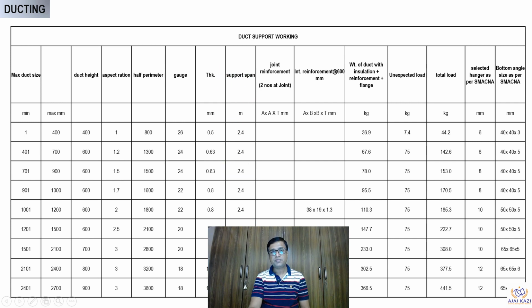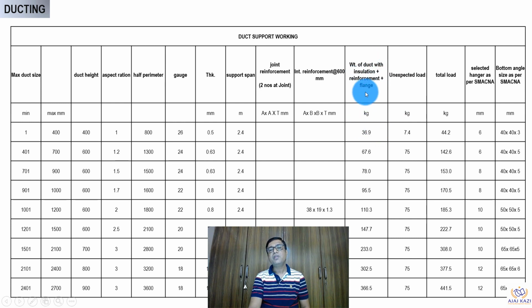What is your tender specification? It is 2.4 meters or it is different. Look at that, right? We have seen what the joint reinforcement and the reinforcement at the intermediate level are. Based on this, we can get the weight of a duct.